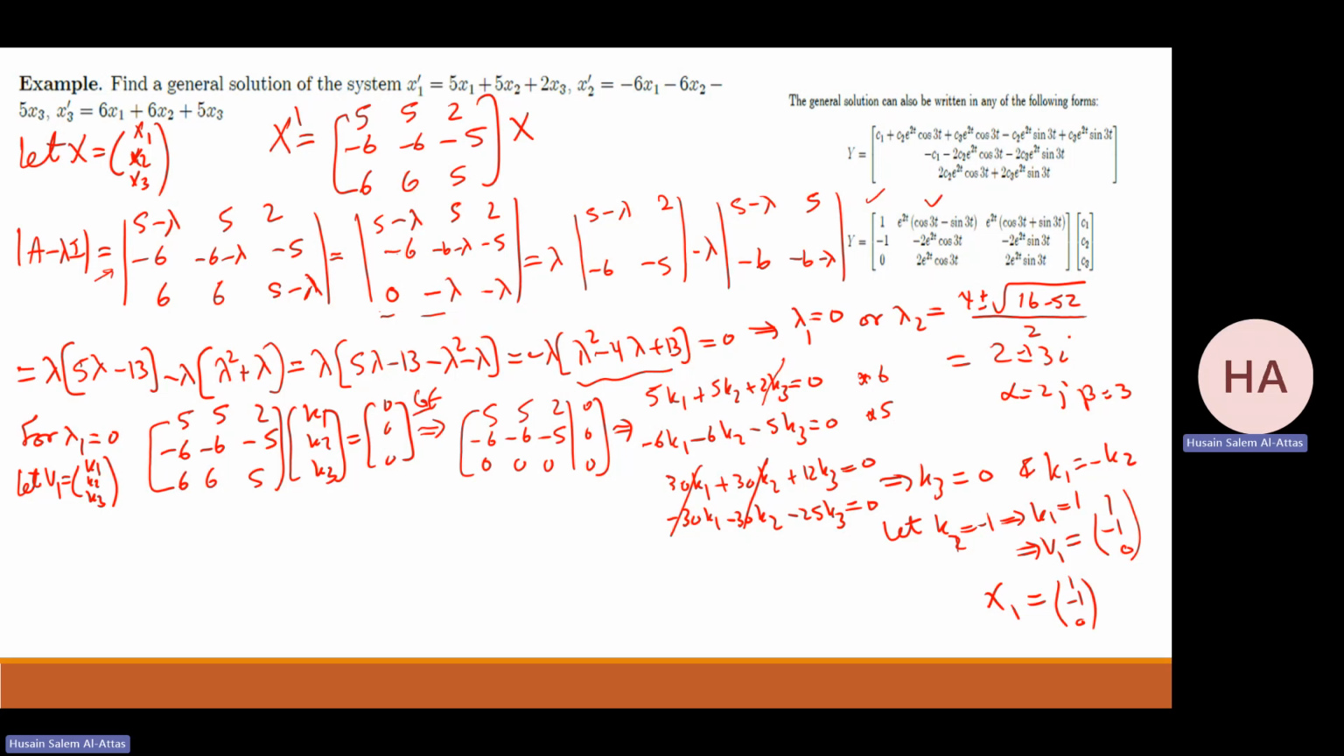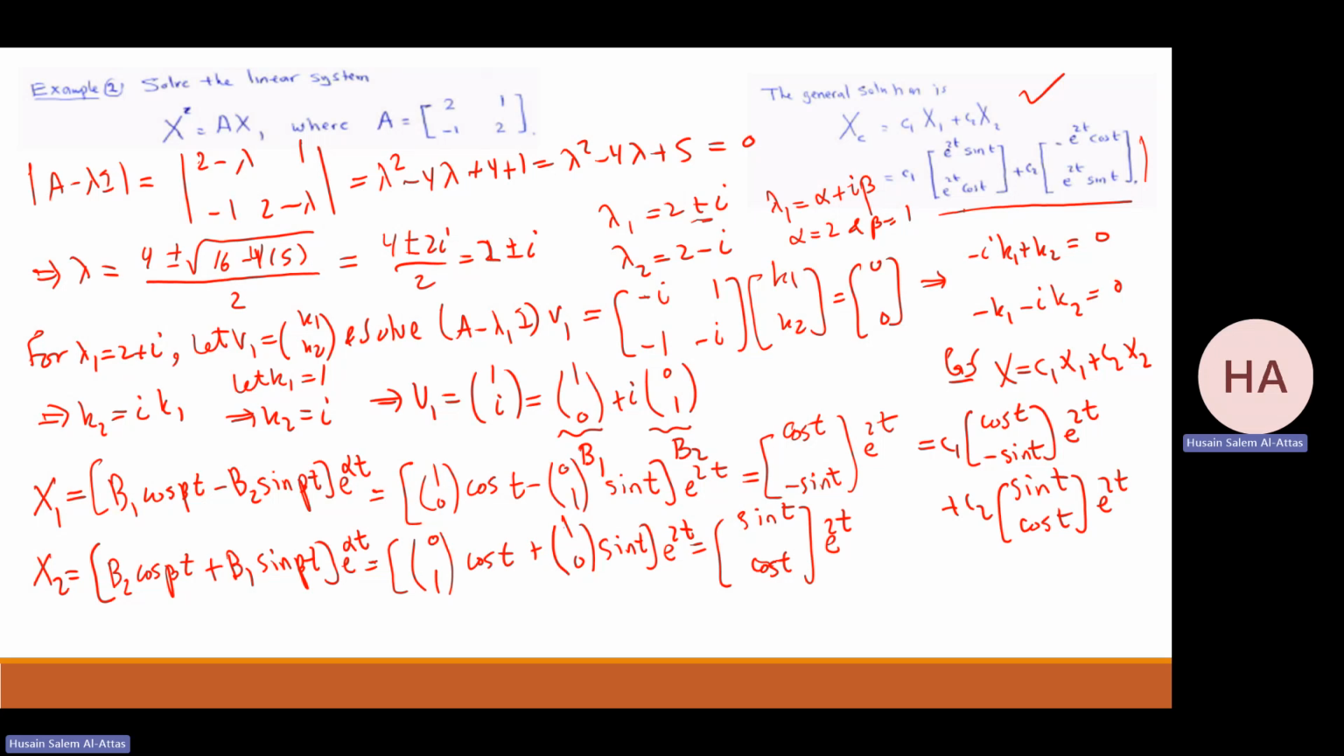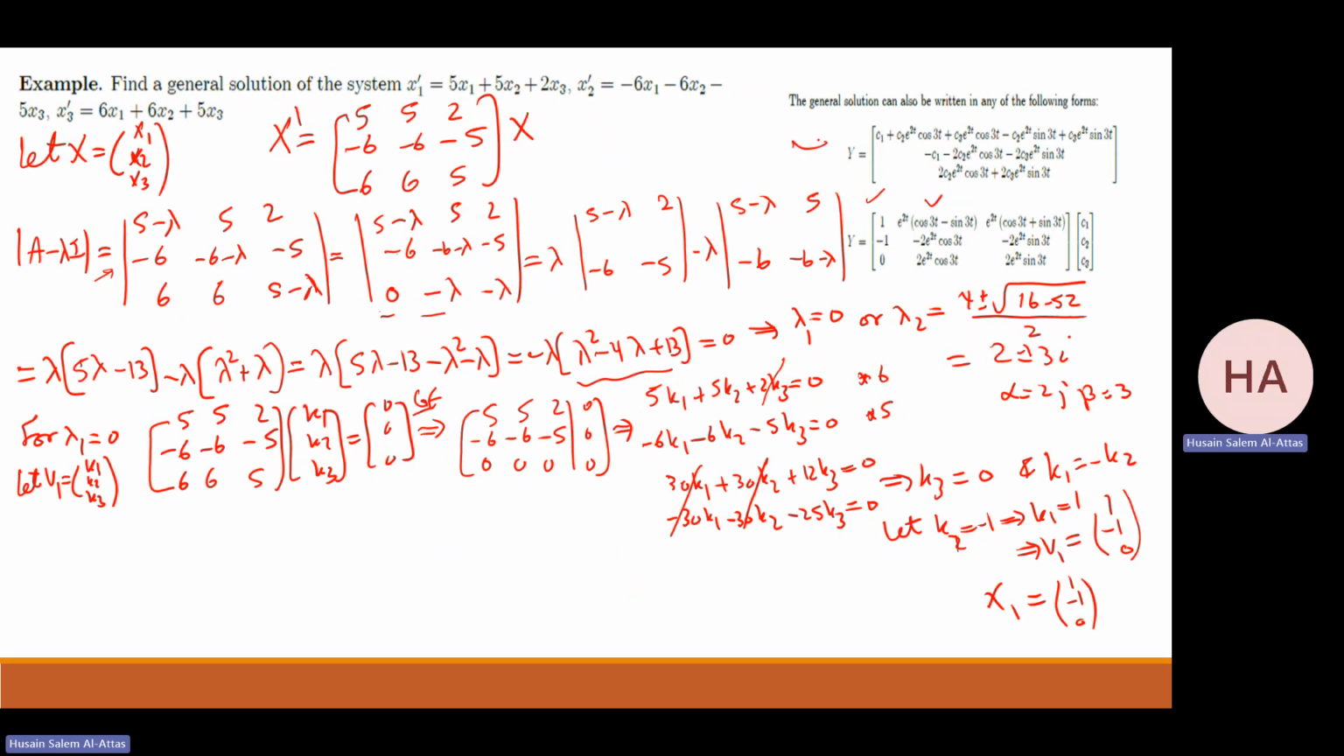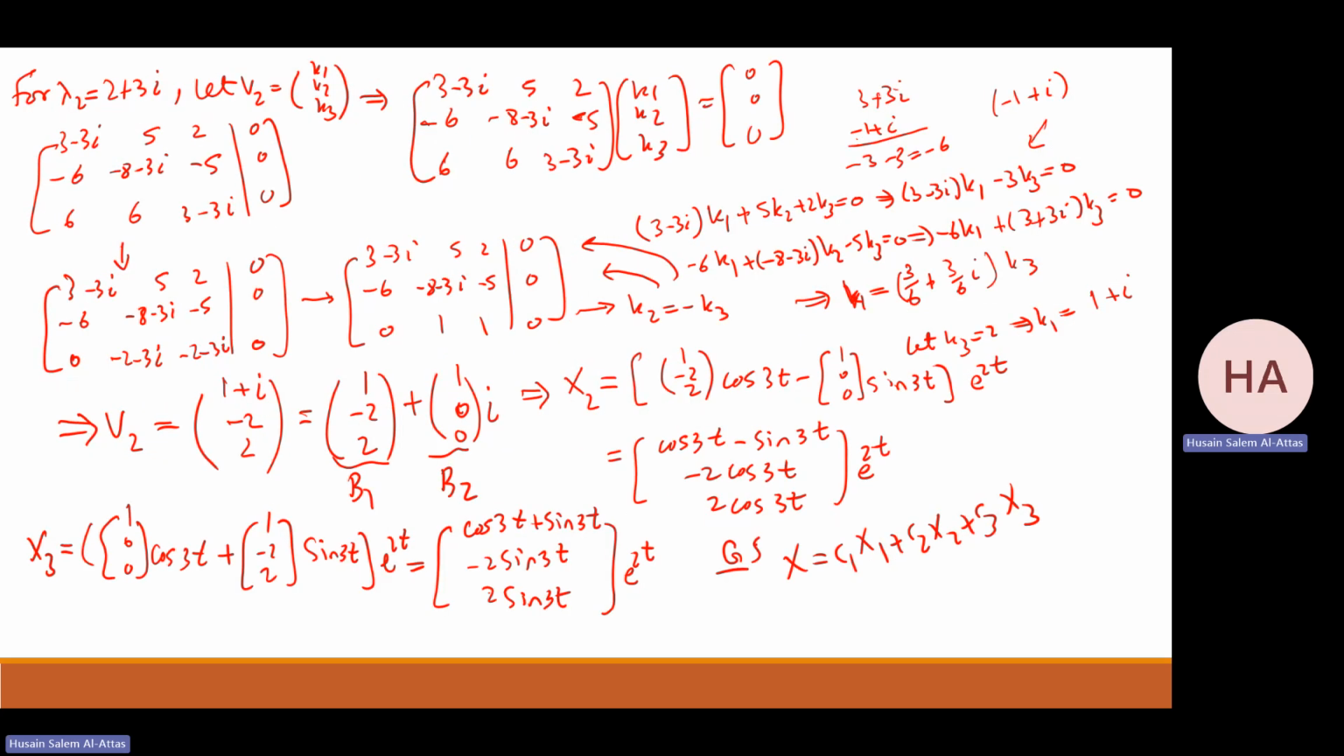The last one, cosine plus sine, minus 2. Where is it? No. Yeah. Cosine plus sine, minus 2 and 2. Perfect. Yeah. We can write it this way or we can write it this way. So my calculation is correct.